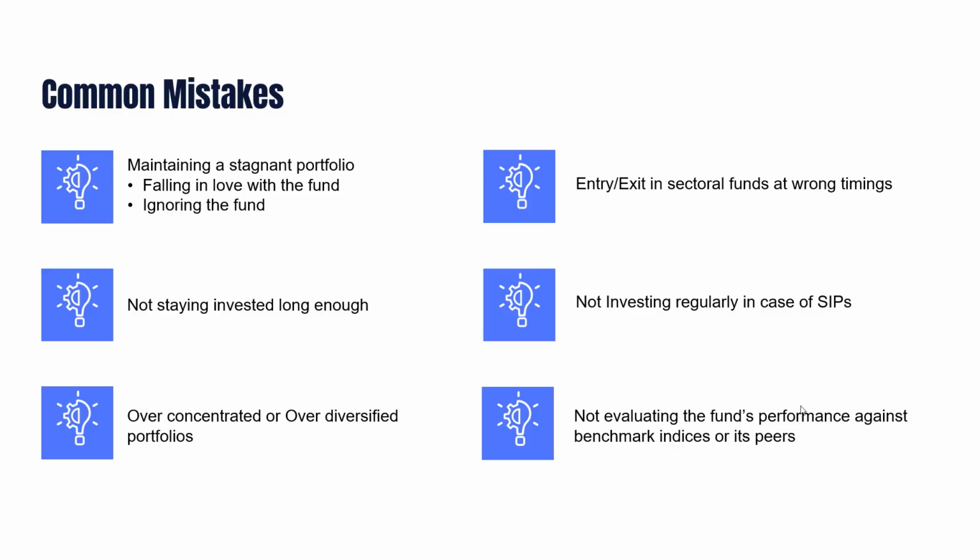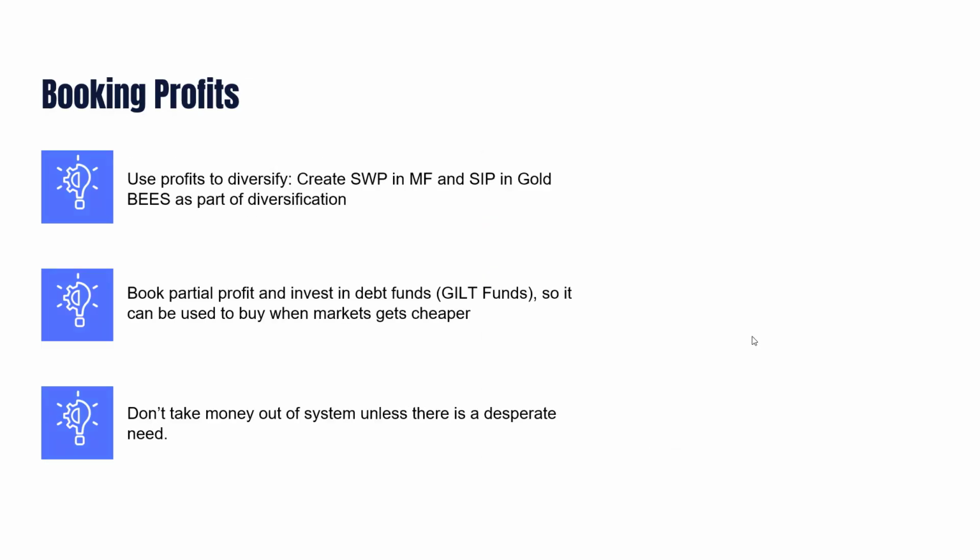You might have done one or more of these common mistakes. If your portfolio is in okay or needs rebalancing status, in that case, just try to fix that one major mistake that would have the most positive impact in your portfolio. Coming to booking profits, if your mutual funds are in good profits, then try to diversify your portfolio. You can create a systematic withdrawal fund in your profitable mutual fund and create a SIP in gold base. If the size of your portfolio is big, then try to have at least 20% of your portfolio in gold so that it is well diversified.